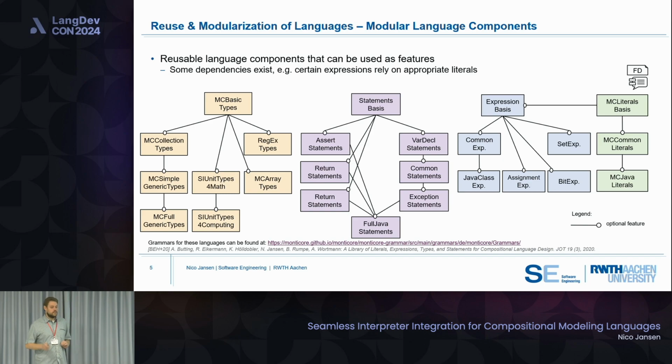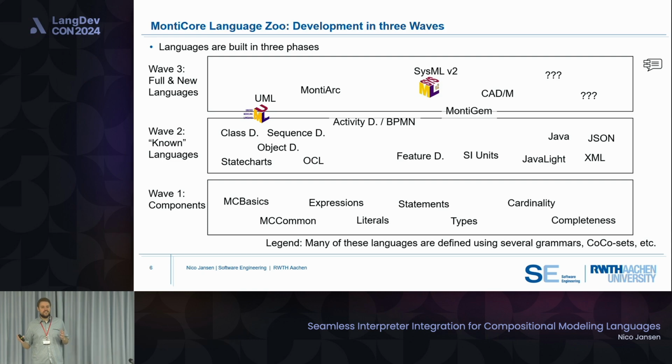That said, we actually did this, so we developed different languages in, we call them, 3 waves. The first wave down here, I already explained to you. These are our language components, the expressions, literals, statements, and so on, I just showed you. The second wave was developing known languages, class diagrams, feature diagrams, OCL, all that stuff, just by using these building blocks. And then we got even further using the language components of wave 1 and the languages of wave 2, just to build more sophisticated languages or full-blown language families.